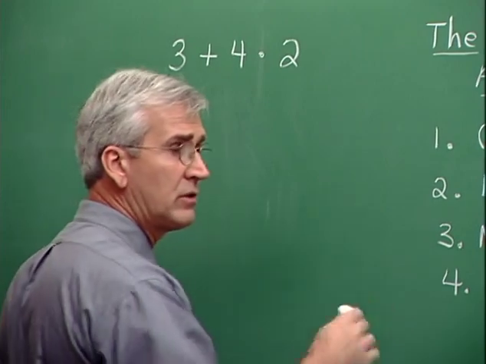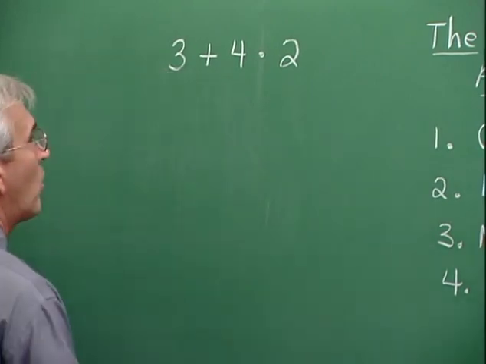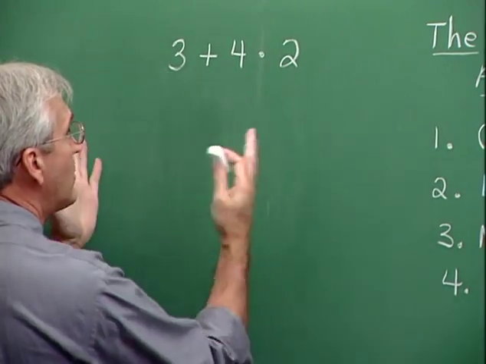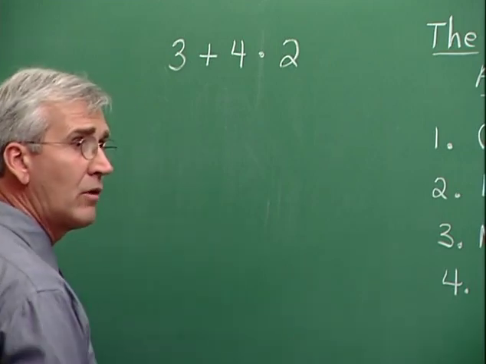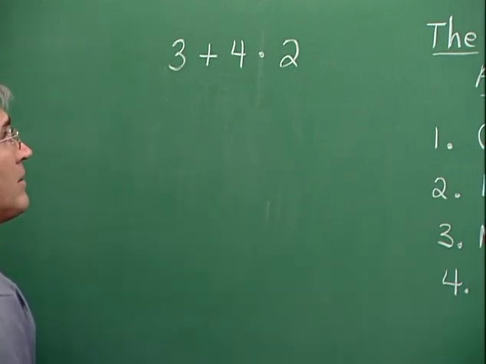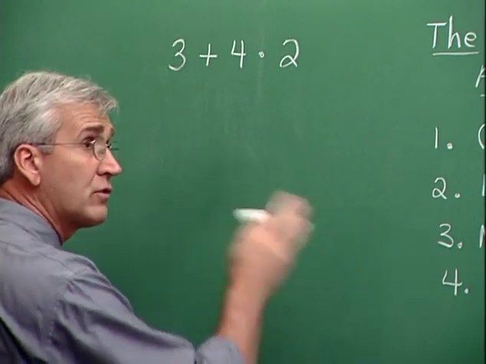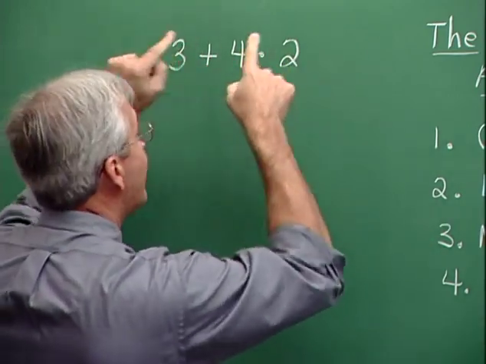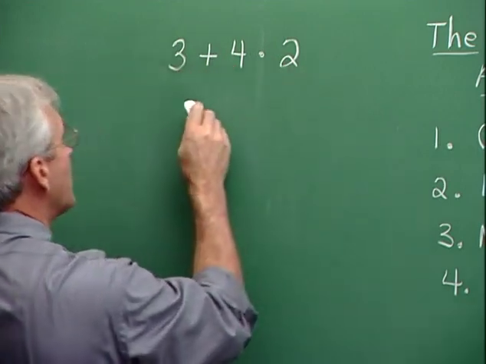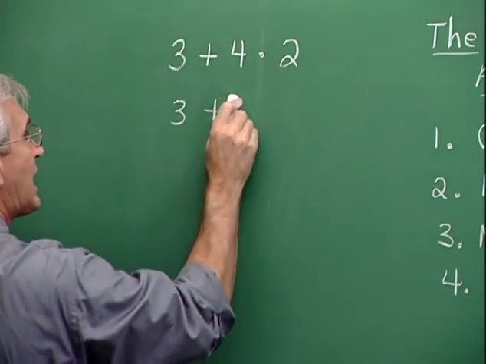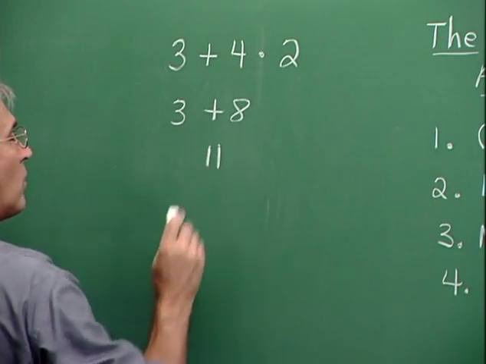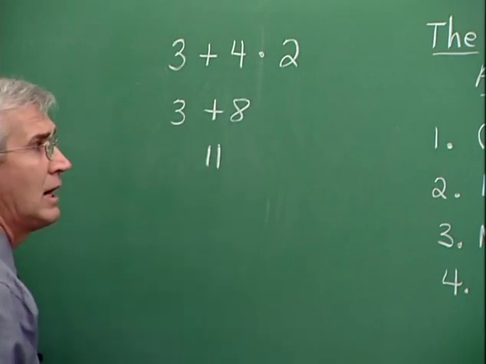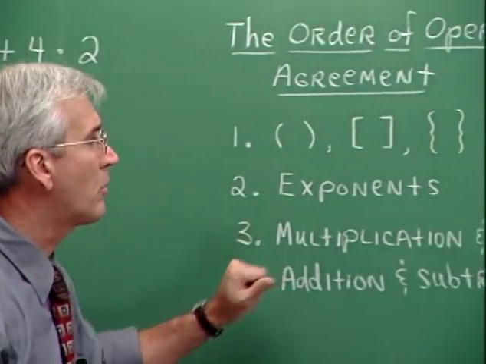We have no parentheses, so we skip that part of the order of operations agreement. We have no exponents, we skip that part of the agreement. The next idea in the agreement is multiplications or divisions from left to right. Well, from left to right, we have this multiplication. You see, that's why we multiply 4 times 2 first to get 3 plus 8 and then 11 for the value of the expression. All right, let's practice this a little bit with a few problems.